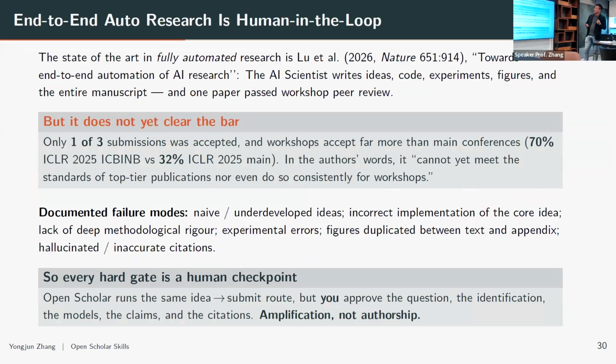So again, end-to-end automated research is still human in the loop. If you notice, Nature has published a series of papers discussing this. There's one paper on the state of the art in fully automated research, a Nature paper towards end-to-end automation of research. So again, it is not yet clear where the bar is.